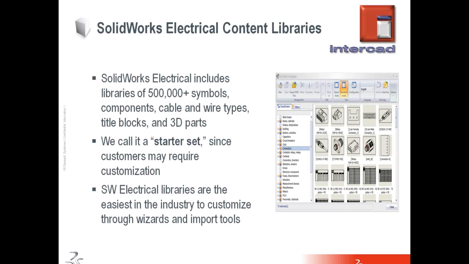So, SolidWorks Electrical content libraries. For example, SolidWorks Electrical contains a huge database of manufacturer parts, symbols, components, cables, and different wire types, and also some 3D parts and title blocks. When I say 500,000 parts or symbols and a few different things, it contains nearly 500,000 parts from different manufacturers of all the electrical components.